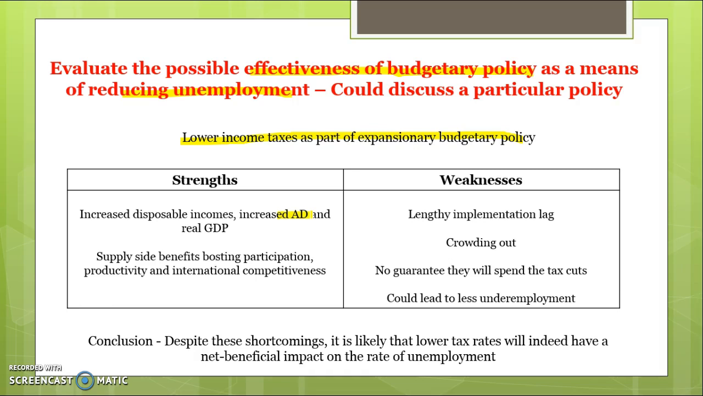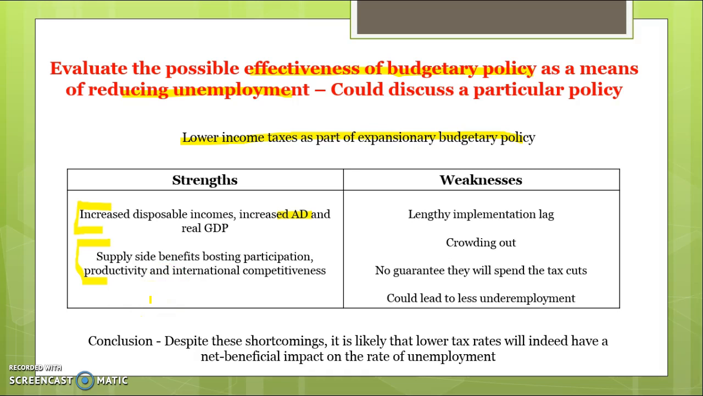Another strength is that if we use lower income taxes, we not only get the demand benefits, we also get the supply benefits. Lower income taxes should promote participation because more people want to join the labour force. It can also help to increase productivity because of that increased competition for jobs, and eventually that increase in participation should also boost our international competitiveness. So we really analyse the strengths through those two main things, the demand and supply side benefits. You can also talk about the short impact lag that generally occurs as another strength with income taxes.